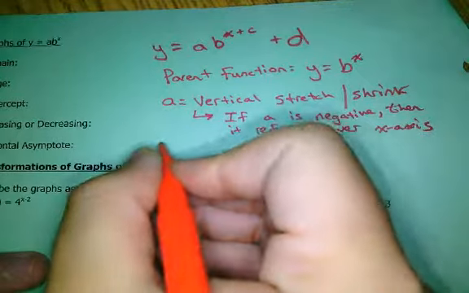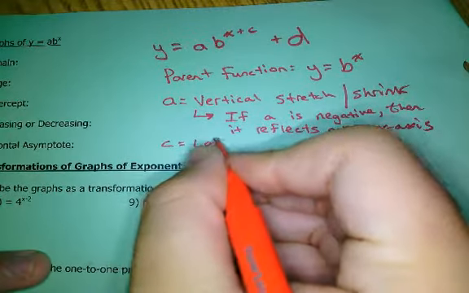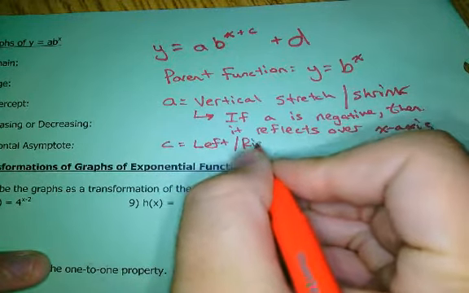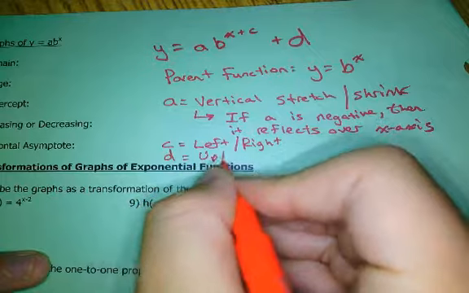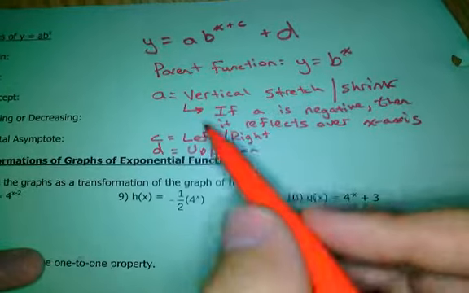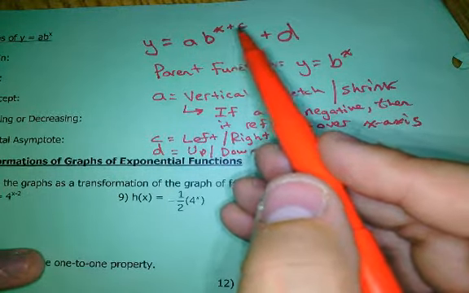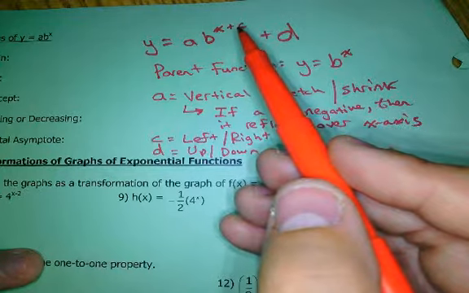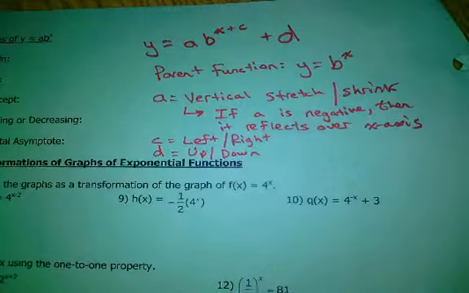C and D are pretty simple. What does C represent? Left or right? I could be more technical with that, but I won't. And what does D represent? Up or down? So left or right, it's always opposite. So if this was like an x plus 1 up here, would that be right or left? It'd be left 1. Anything that's tied with the x is the opposite.